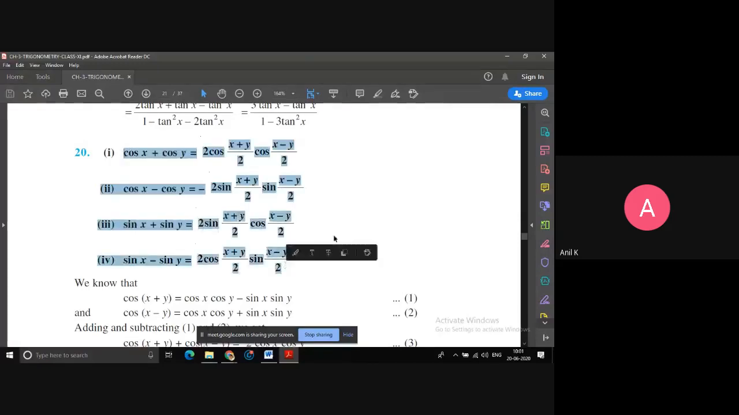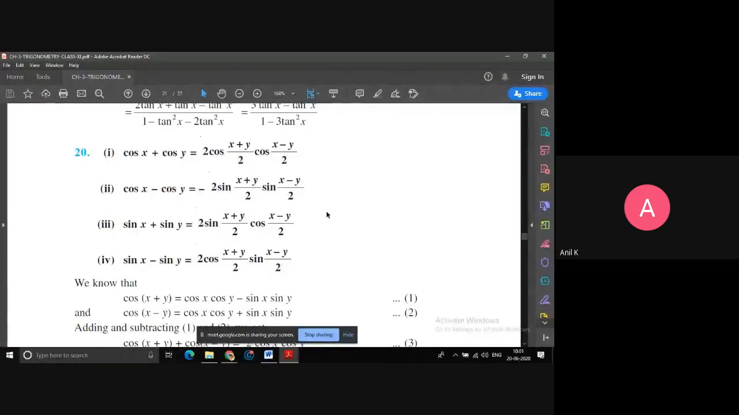There are four formulas, so we'll solve any one of the four formula derived. Like if I go for cos x plus cos y is equal to 2 cos (x plus y)/2 cos (x minus y)/2. So how do we derive this formula? How does this formula come from?